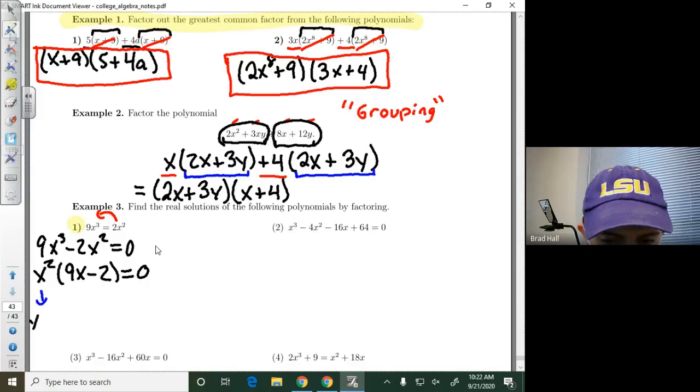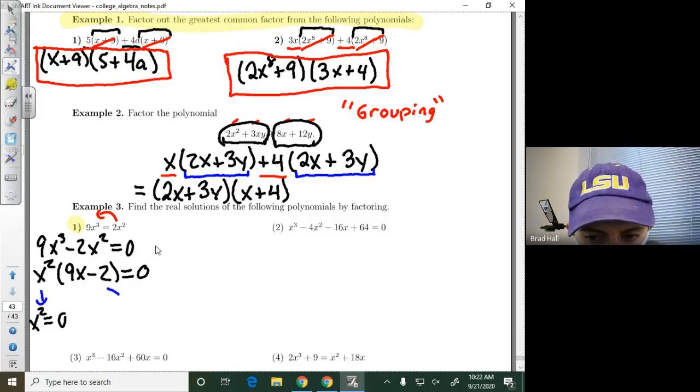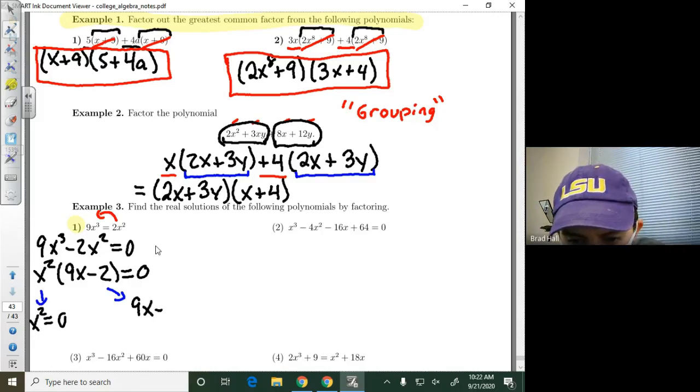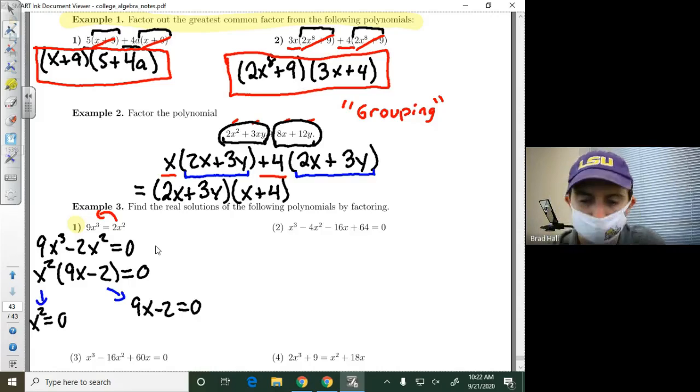So now we have x squared is equal to 0. And we have that 9x minus 2 is equal to 0. So that's why factoring is nice. The bigger expression becomes 2 components, which we can then break up.